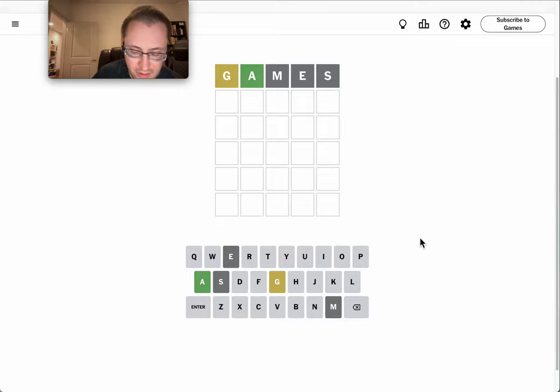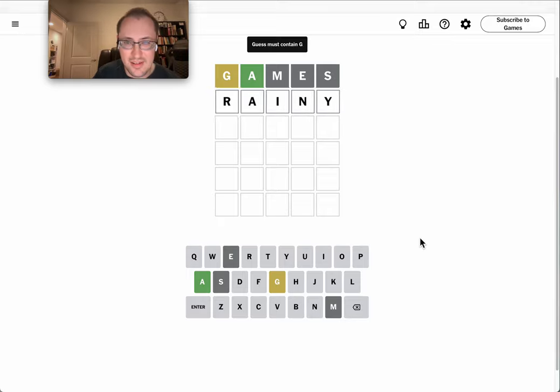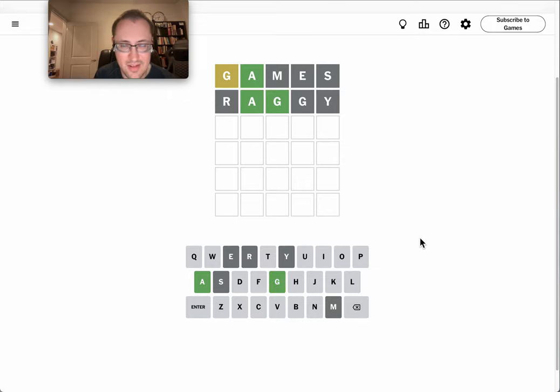But Rainy eliminates a repeat G and another vowel. I still have I, O, and U out there. Possible O. If O is in this, it has to go fourth.